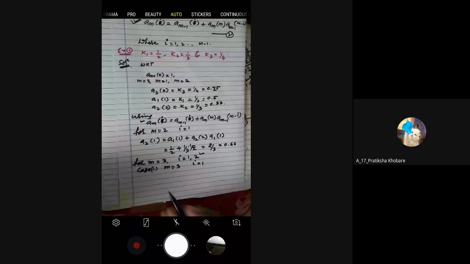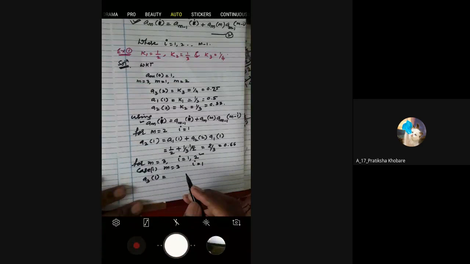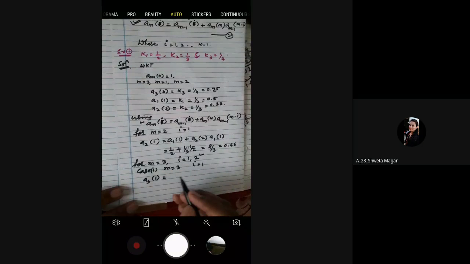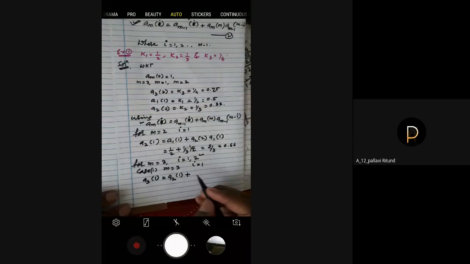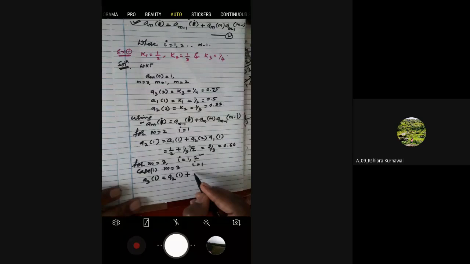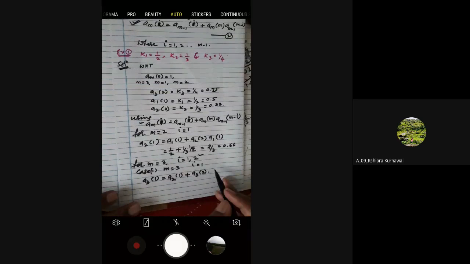a3 of 1 is equal to, what will we write next? a2 of 1. a2 of 1 plus, what next? a3 of 3. a3 of 3 into a2 of 2.